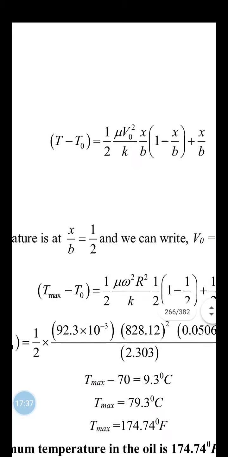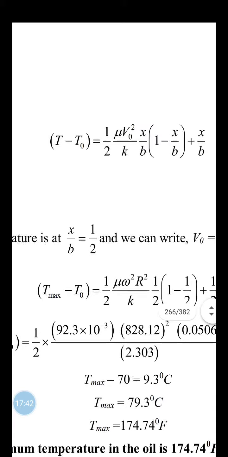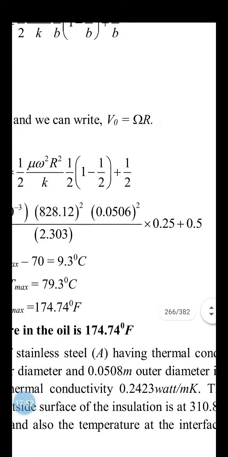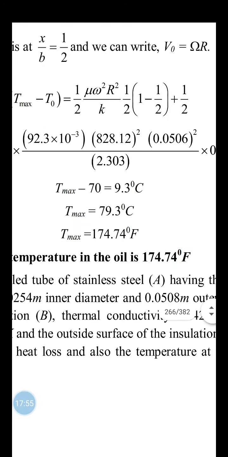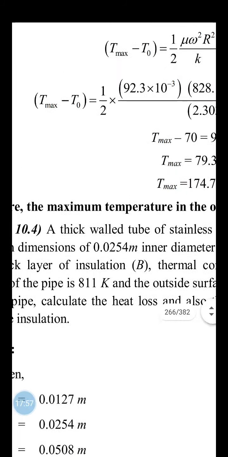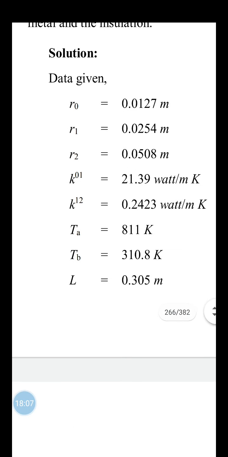So all these values are in the form of x by B, where x by B is given as a 1/2, and V naught is equal to omega into R. So putting all the values of radian frequency, x and B, is it 1.5? Okay, you can find out the Tmax. Similarly, the Tmax will be 79.3. It is 174.74. This is how you can find out the maximum temperature through the coaxial cylinders.